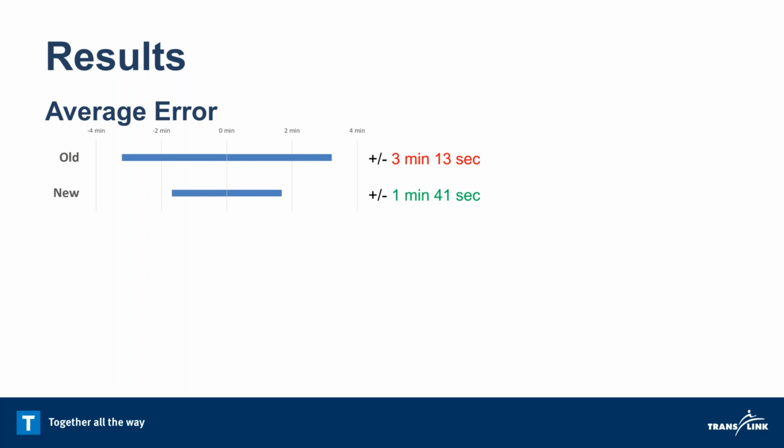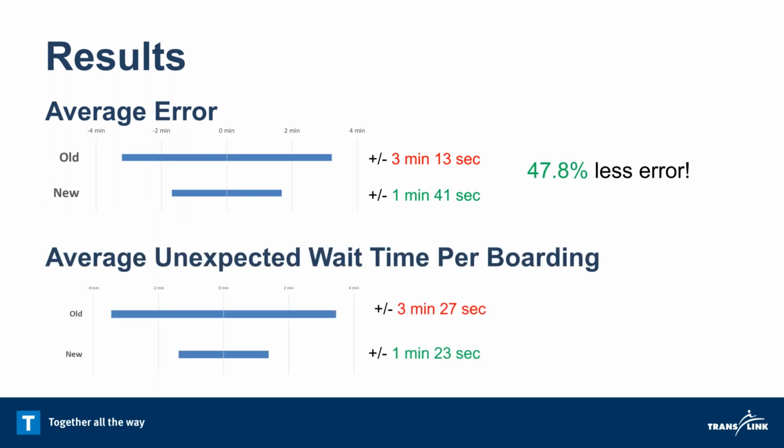So to further quantify the results, we had less error and less wait time per boarding. For that, we were estimating the number of people at the stop and multiplying that by the average time they had to wait. So it's a lot less waiting time per boarding. Needless to say, we were getting a lot more smiley emoji tweets and a lot fewer angry ones. So the results were really good.